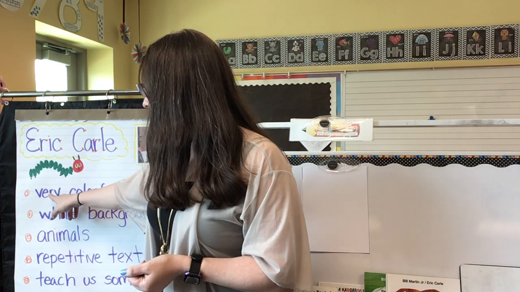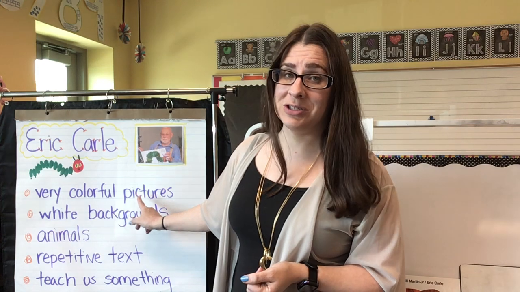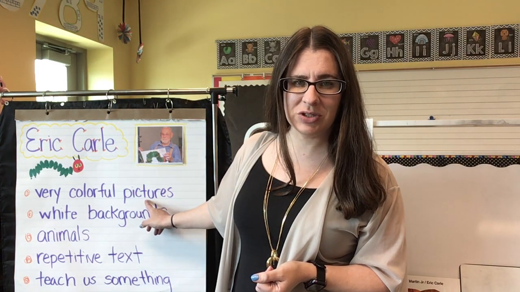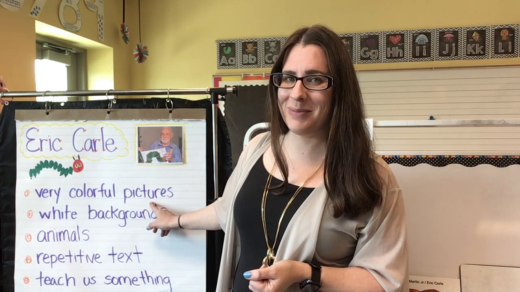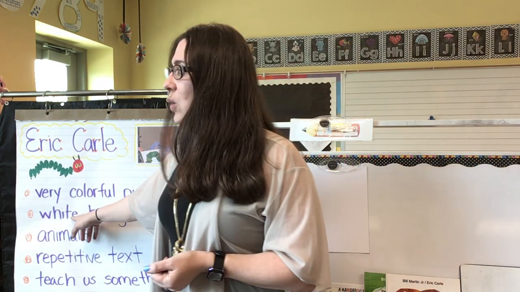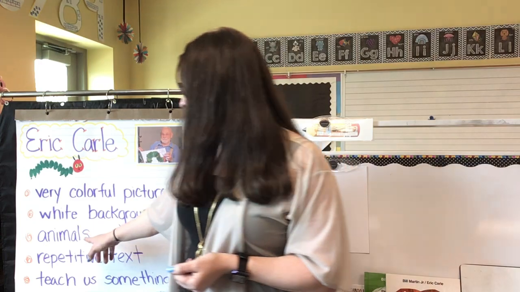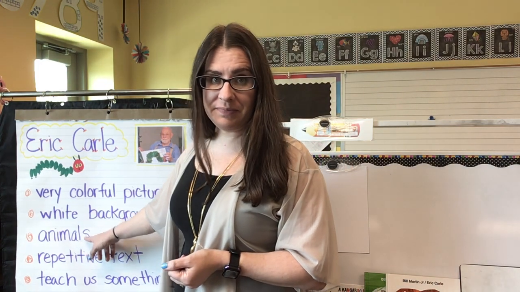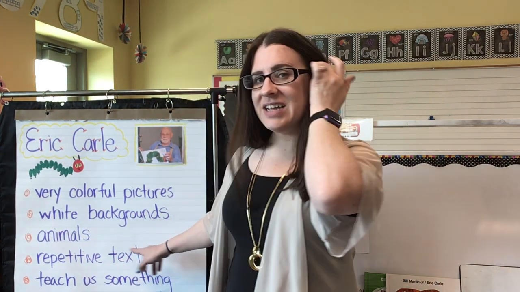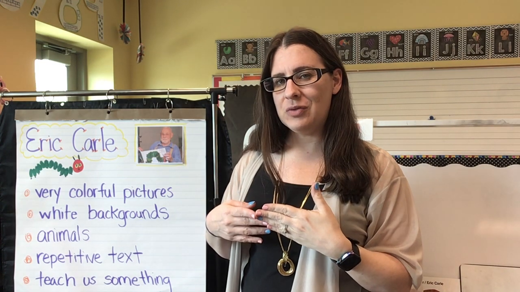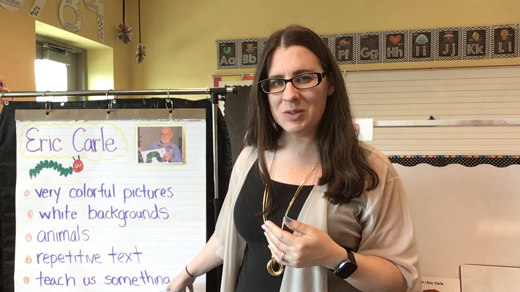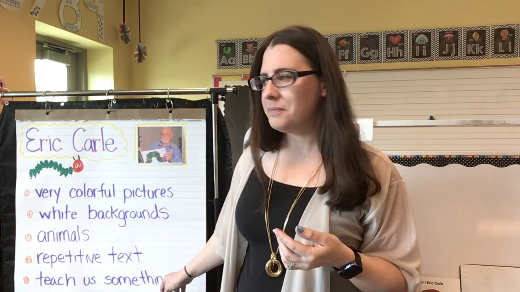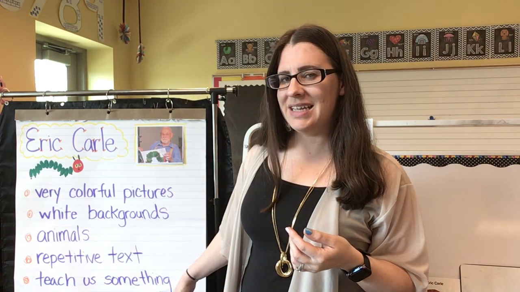So we talked about how he uses very colorful pictures. Do you remember how he makes those pictures? Yeah, he uses tissue paper and paint, doesn't he? And then he has white backgrounds. He likes to have animals in his books. He uses a lot of repetitive text where he'll say the same thing over and over throughout the story. And he likes to teach us something while he's writing. He's got a purpose for his writing. So those are some of the things that he does.